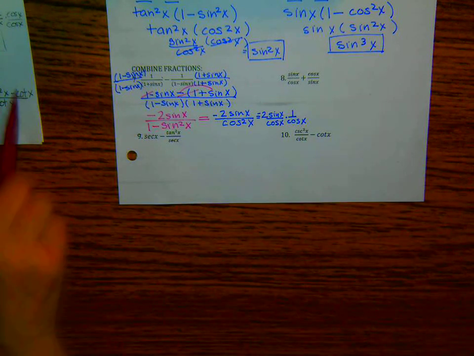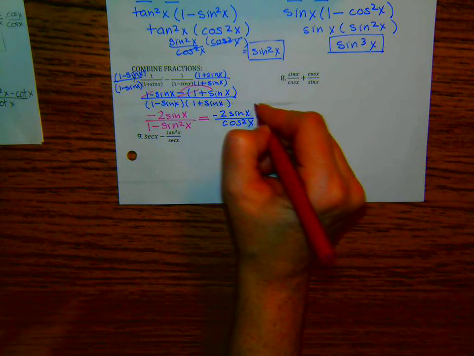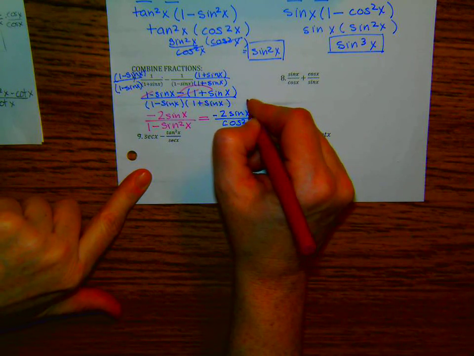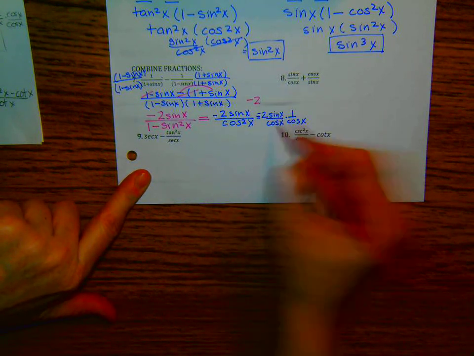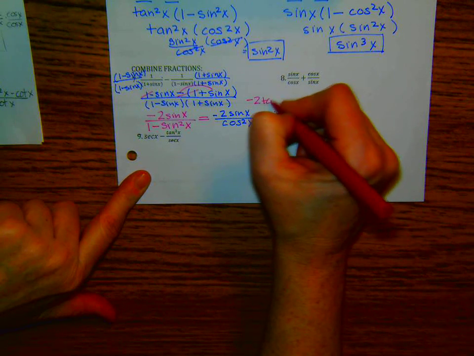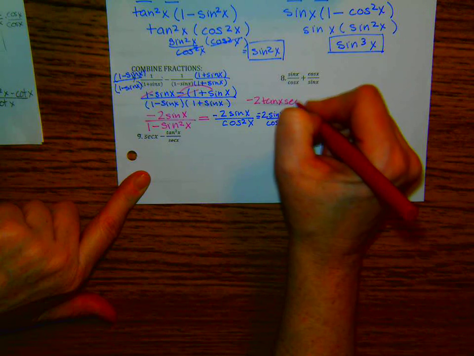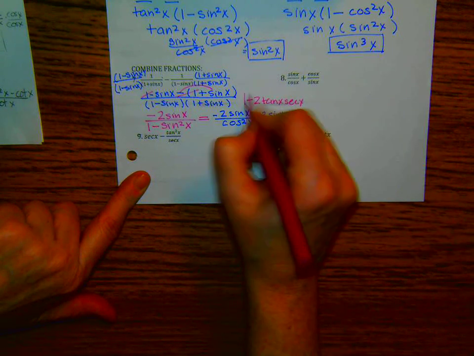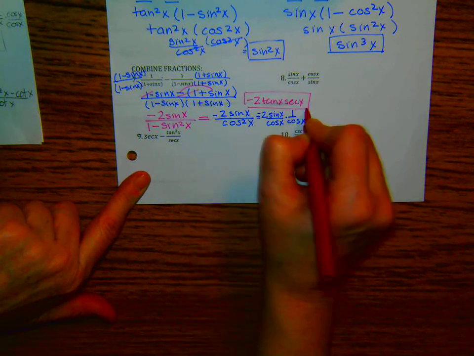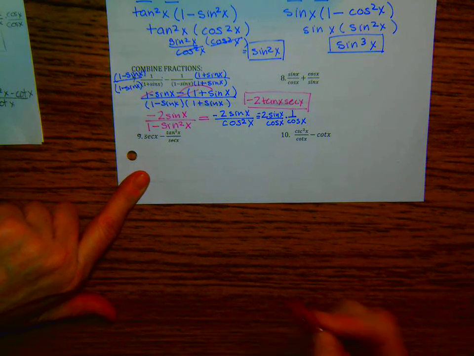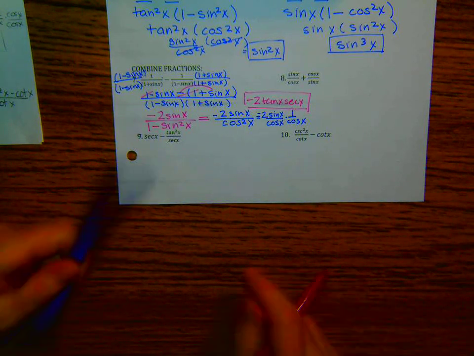So I'm running out of room here, but this is going to be negative 2. What is the sine of x over the cosine of x? Well, that's tangent of x. What's 1 over the cosine of x? That's the secant of x. So this is my final answer on Jeopardy. Okay, there we go. That was a bit of work, but we got it done.